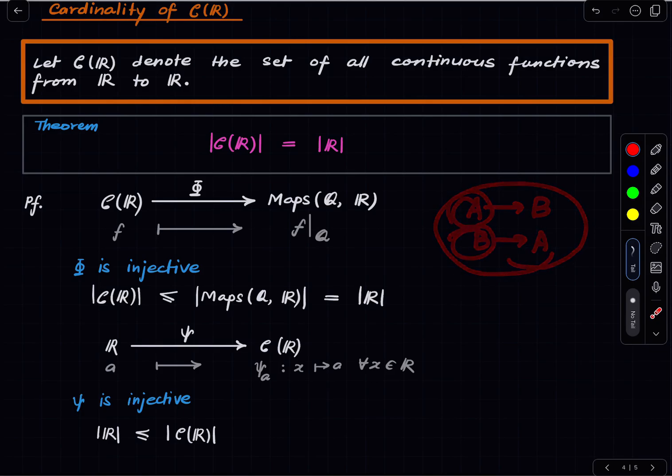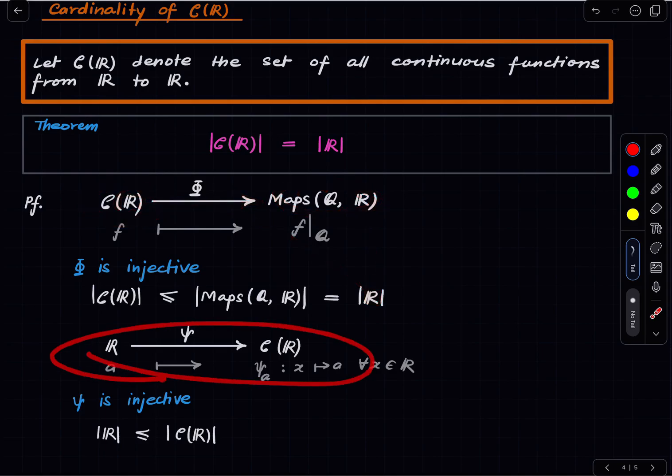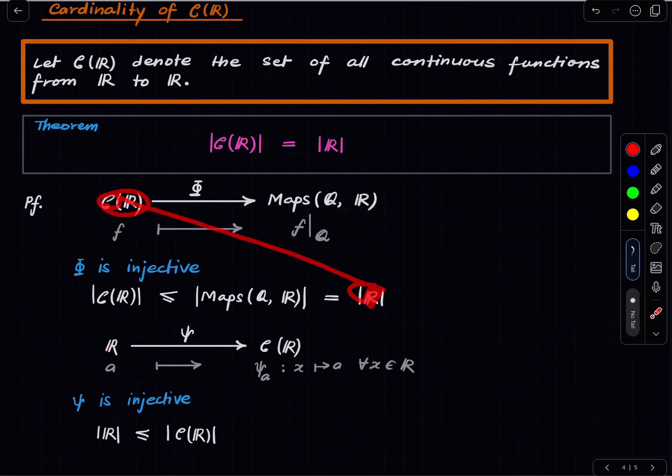That is all. So here we constructed an injection from the set of continuous functions to the maps from rationals to reals, which is as a set bijective to reals. So there is an injection from here to reals, and psi constructs an injection in the other direction, and therefore these two sets, the set of continuous functions and the set of real numbers, are in bijection with each other. That's it. So that's a very nice thing that we learned, and with that I want to end this lecture.